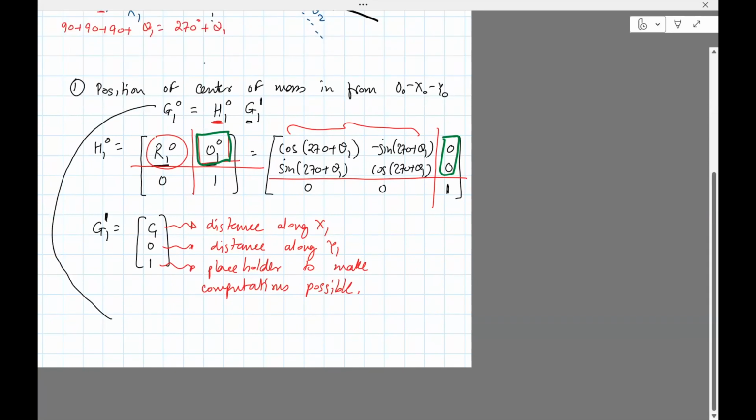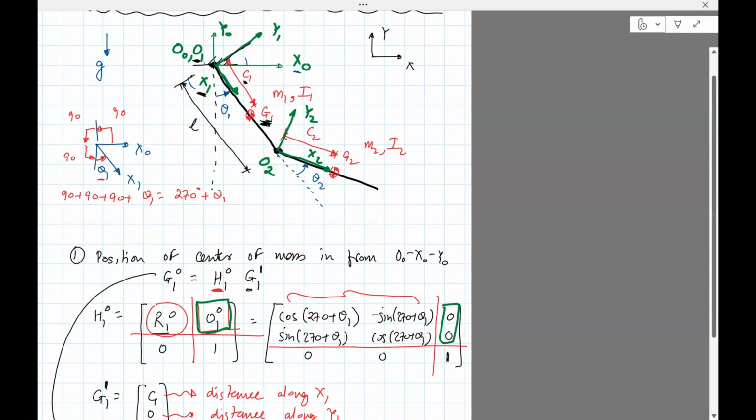It turns out that if you do this math, that is put these down and do the matrix multiplication, you get C1 sine theta 1 minus C1 cosine theta 1 and 1. Okay, let's do the same thing for G2. G2 is here.